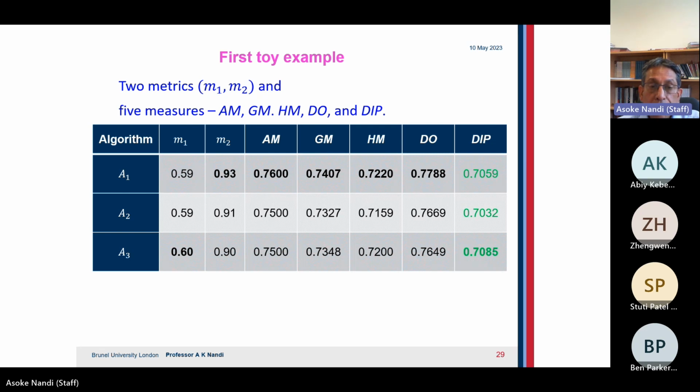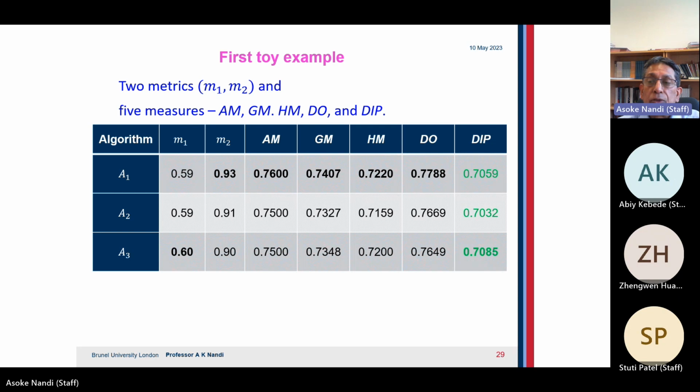You've got one metric here. These are the three algorithms, A1, A2, A3. And these are two metrics. As I said, first toy example. And you get these numbers. According to this metric, this is the best. And you get these numbers, and according to this metric, this is the best. And the question was, which is the best if we use both, if they're both important?